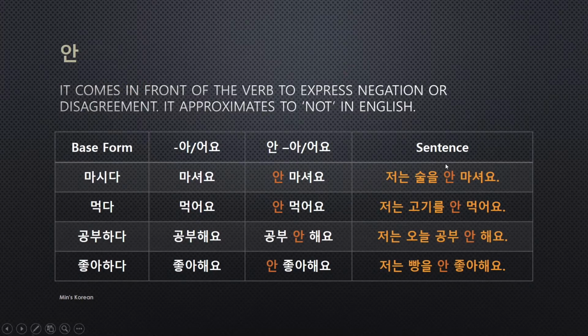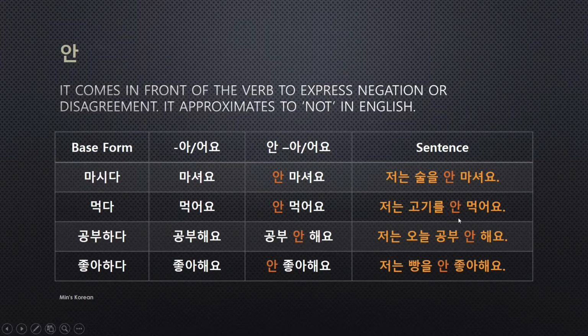자, let's have a sentence. 저는 술을 안 마셔요. Is it okay the meaning? What's the meaning? Yep, 저는 술 알코올 안 마셔요. 마셔요 drink. 안 마셔요. Do not drink. I don't drink alcohol. Okay. 자, next one. Base form is 먹다. Meaning? Yep, eat. 자, this is 아요 어요 form. 먹어요. And then negation. Yep, don't eat. 안 먹어요. 자, sentence. 저는 고기를 안 먹어요.